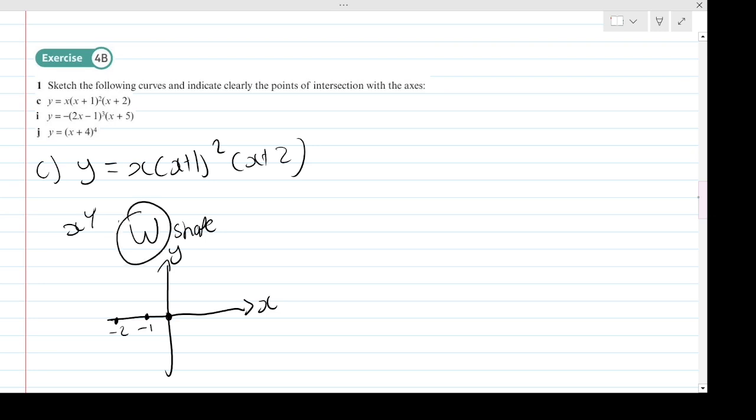So with that in mind, and it looks like this shape again, it's going to be like this. So it's going to touch it there. And there we are. Cool. There we are. And then let's do the next question.